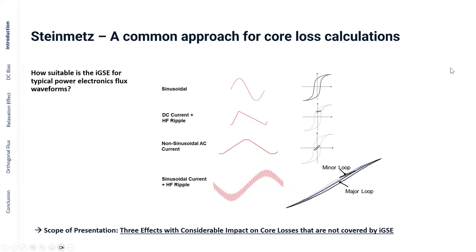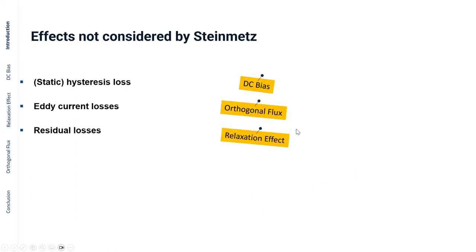The rest of this presentation, this was the introduction, is that we analyze these waveforms and show 3 effects that have a considerable impact on core losses, which are typical in these kinds of waveforms, but that are not covered by the improved generalized Steinmetz equation. So these are 3 isolated stories that will form the rest of this presentation. One example of an effect affecting static hysteresis losses is the DC bias effect.